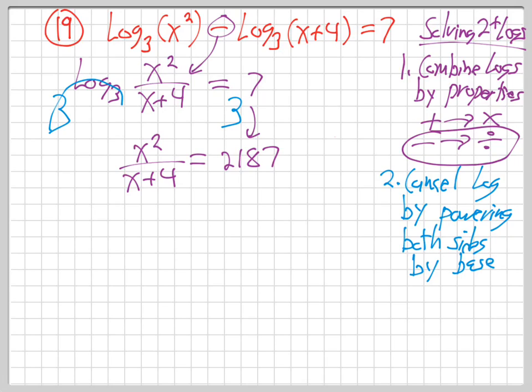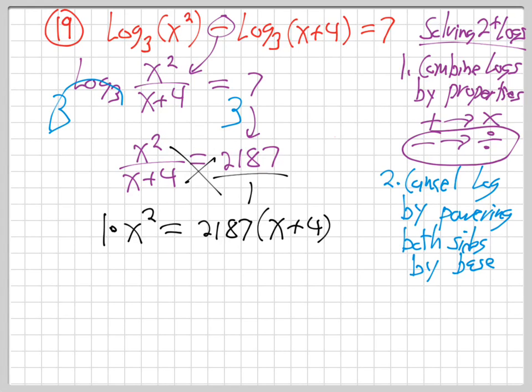Okay. Now, how do we solve that equation? What are we going to do? Well, when you have a fraction, remember what you always do? Put this thing over 1 and go diagonal, cross multiply. So we get 1 times x squared is 2187 times x plus 4. 1 times x squared is just x squared. Distribute this. 2187x plus whatever 4 times 2187 is. My calculator just told me 8748.